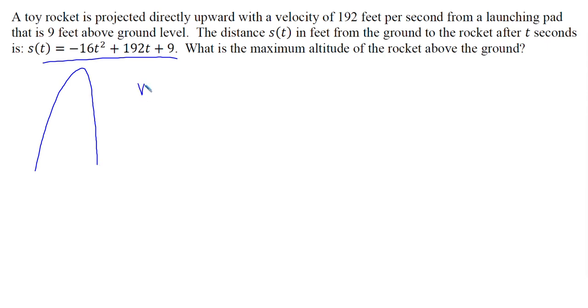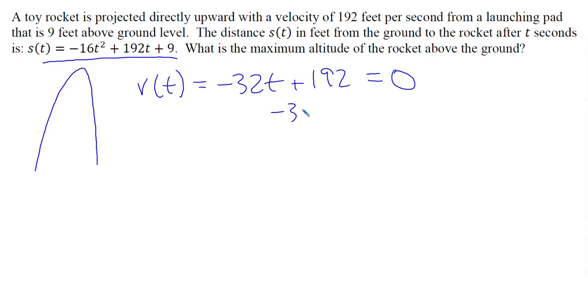So let's first find the velocity function. V of t should be negative 32t plus 192, and we'll just set that equal to 0. And we should see that subtract the 192, get negative 32t equals negative 192, and 192 divided by 32 is 6. So it takes 6 seconds for it to reach its maximum altitude.